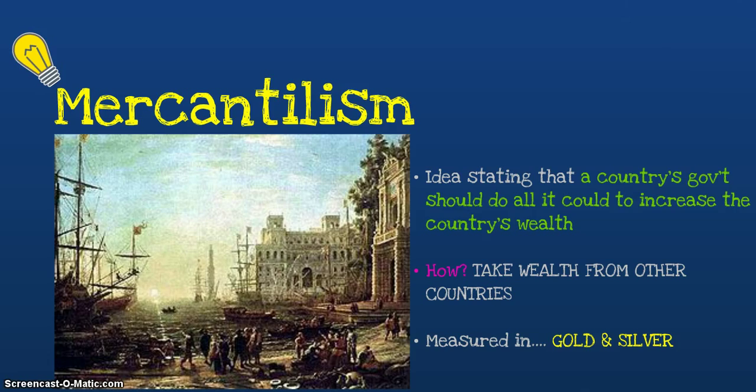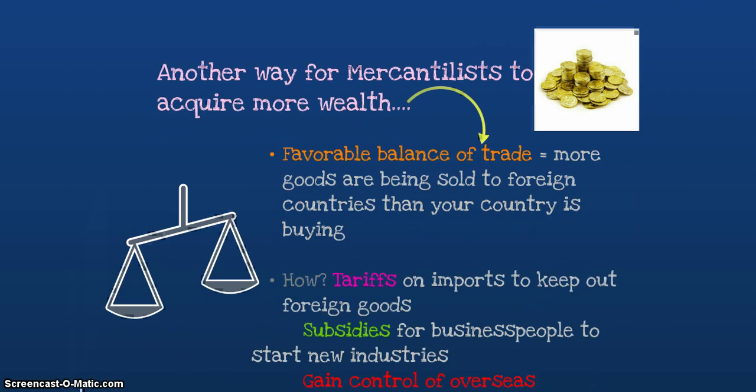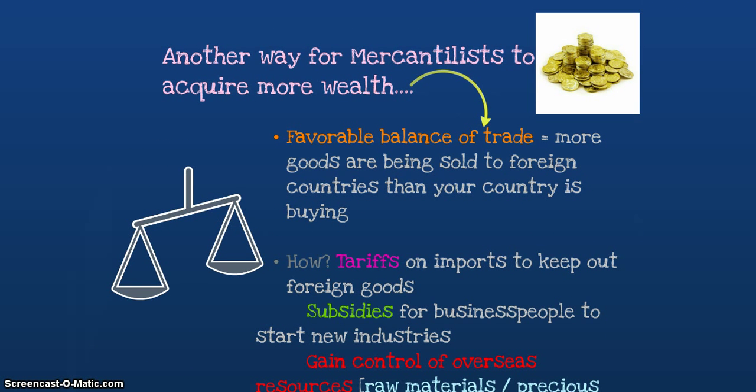One is to take wealth from other countries or to gain new resources. This was measured in gold and silver, much as today you can measure someone's wealth in dollars and cents. Another way for mercantilists to acquire more wealth would be a favorable balance of trade, which means more goods are being sold to foreign countries than your country is buying. So if I'm selling more than I'm buying, I'm going to end up with all the resources I need plus some extra money in my pocket.